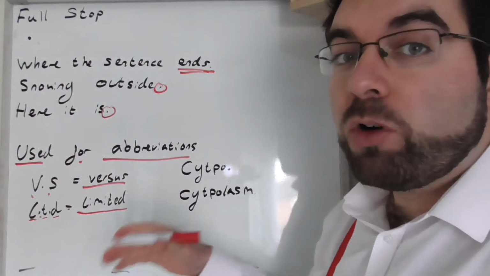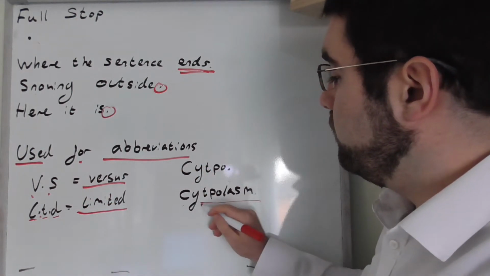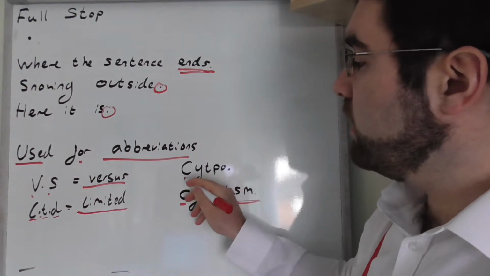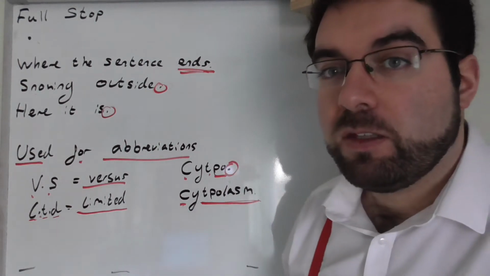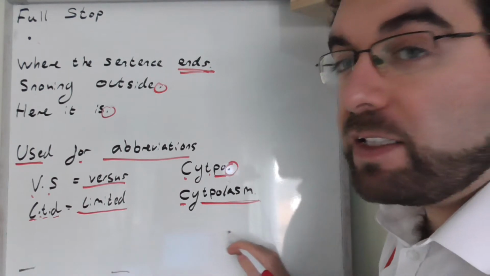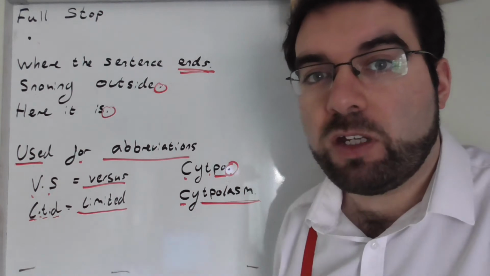Or even to shorten a word in general. So cytoplasm. Don't worry about what that means, but C-Y-T-P-O full stop means, rather than typing all the word out, cytoplasm, C-Y-T-P-O full stop. Very nice.